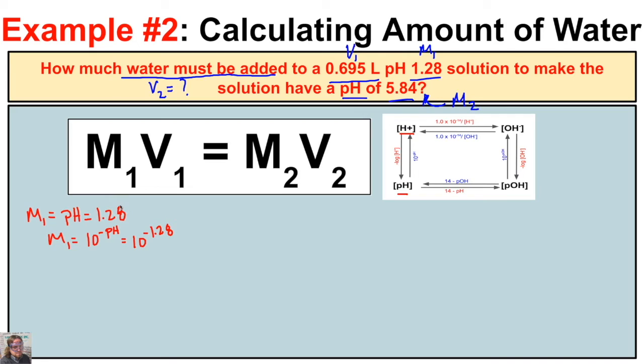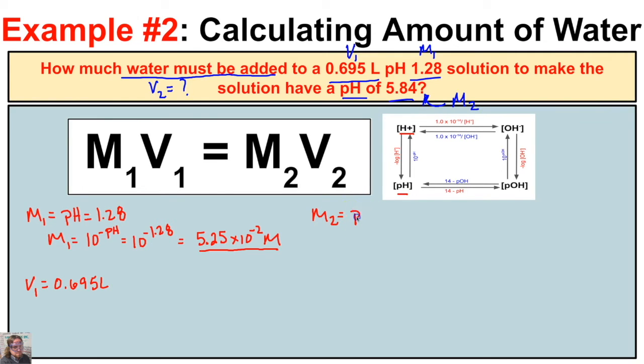And if we put this in our calculator, we're going to end up with 5.25 times 10 to the negative 2. So here is our M1. We know M1 now. If we read on, it tells us that V1 equals 0.695 liters, so we know what V1 is. If we read on, it tells us that M2 has a pH of 5.84. So our diluted solution has a pH of 5.84. We need to figure out what M2 is, the molarity of this.